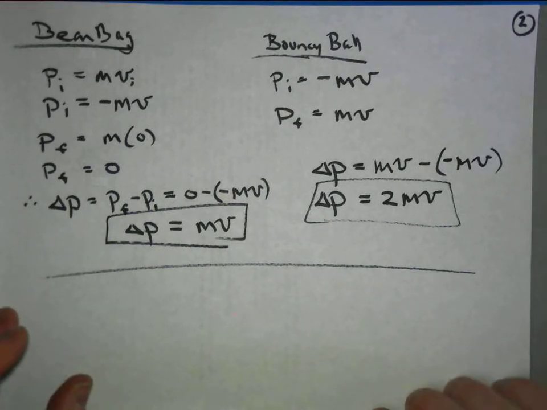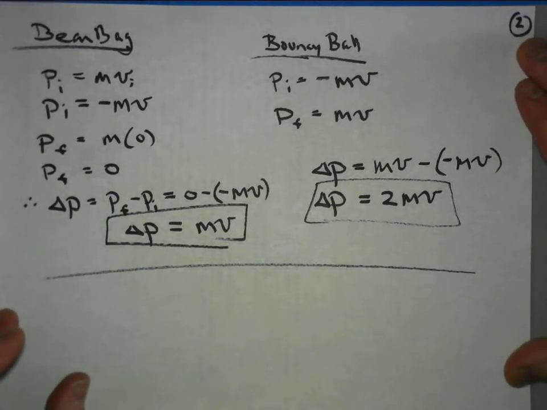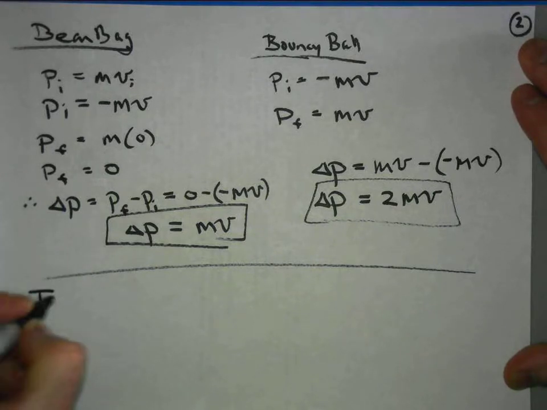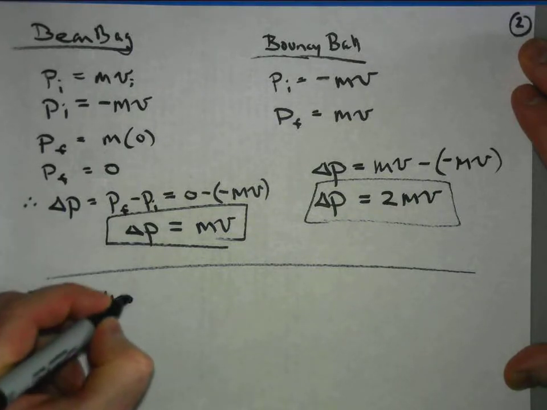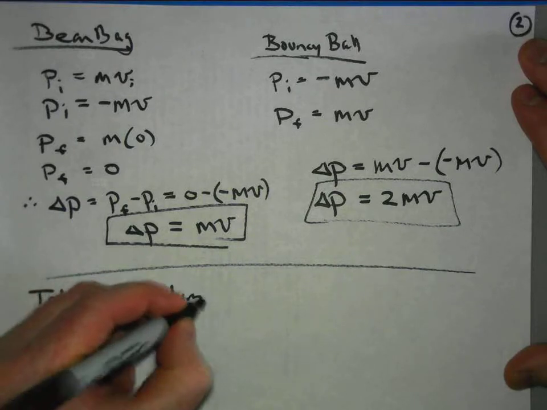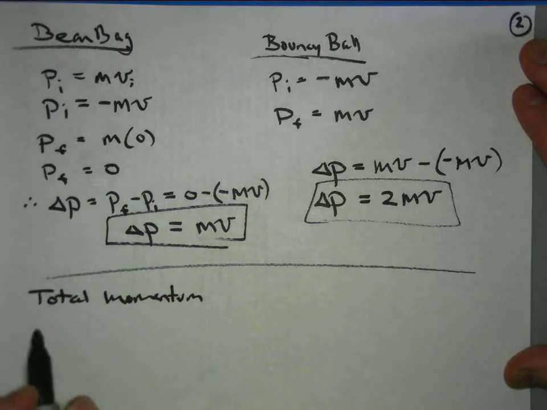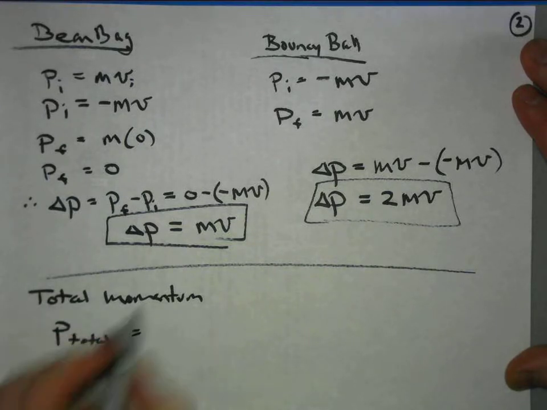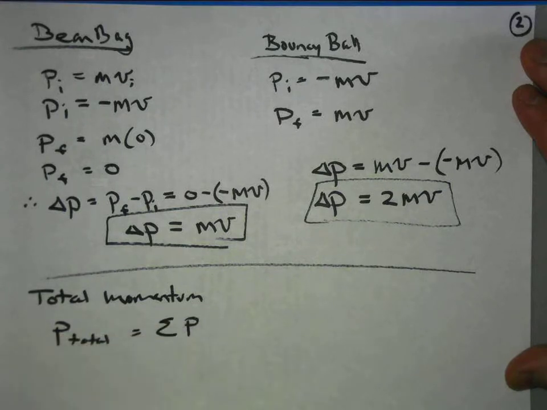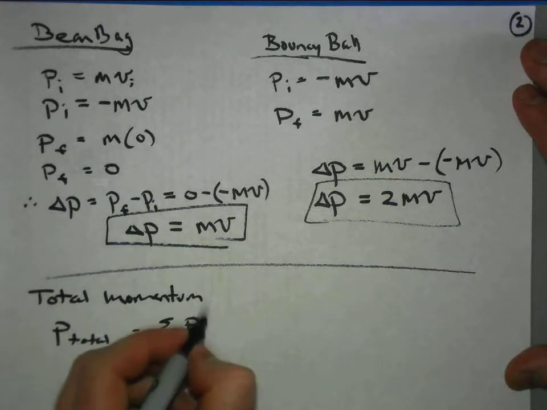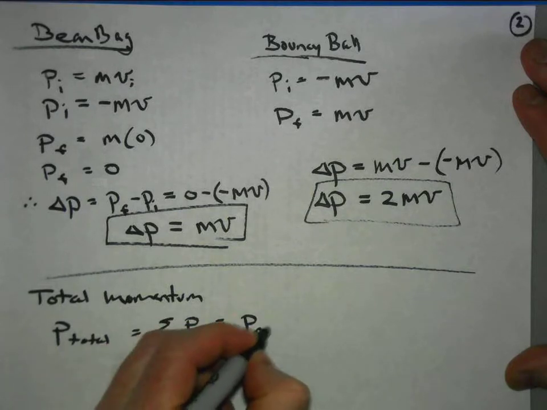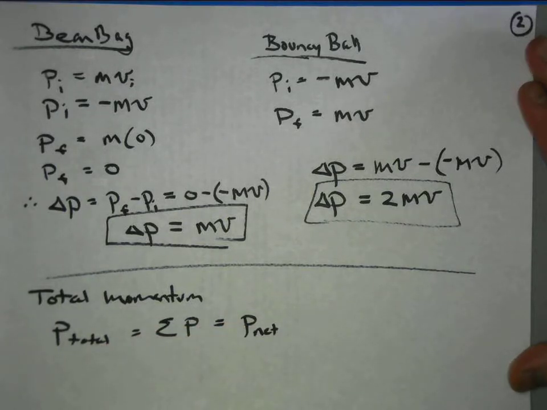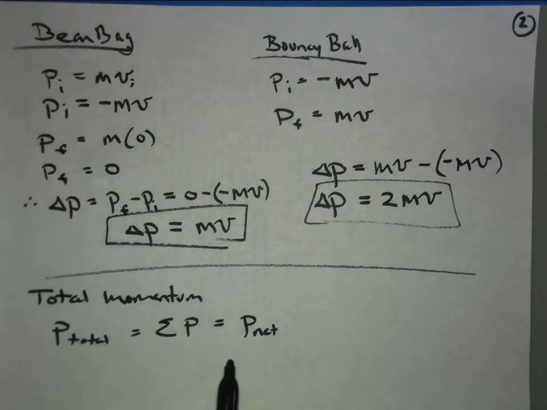Now, beyond that, we're going to be also discussing quite often this idea of a total momentum. And there's a couple of ways we could represent that. We could say P total, or we could say sum of all momenta, really the same thing, or we could say the net momentum. Very much like force, isn't it? Sum of forces equals the net force, sum of momenta equals the net momentum of a system.